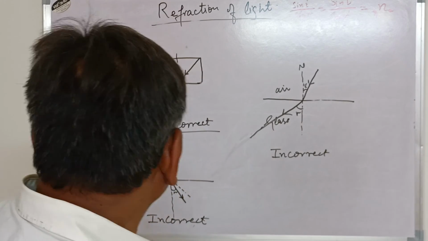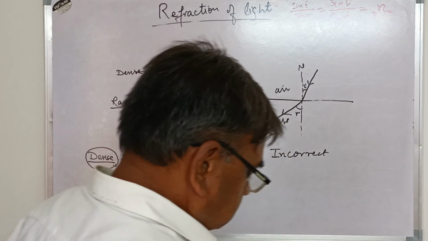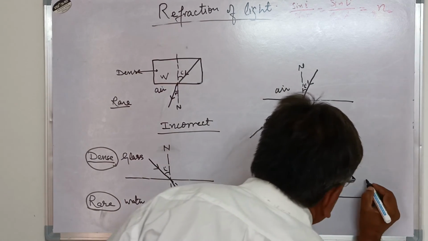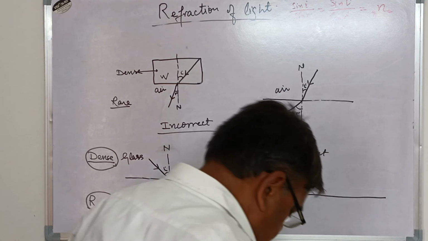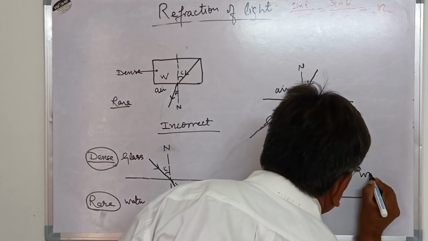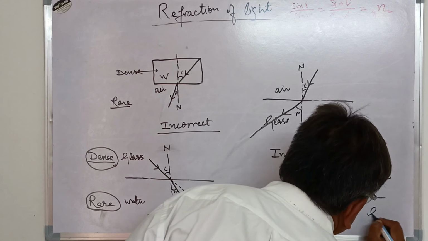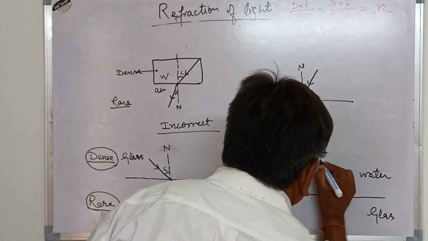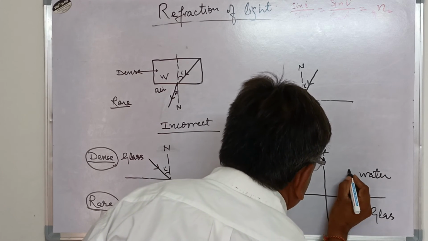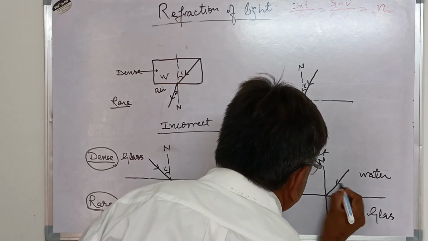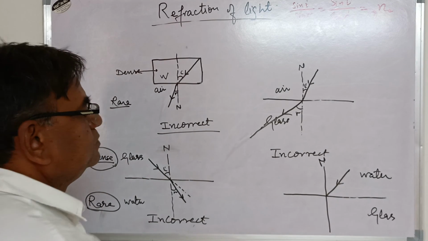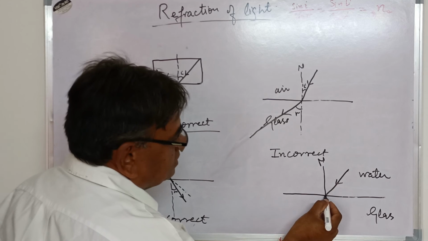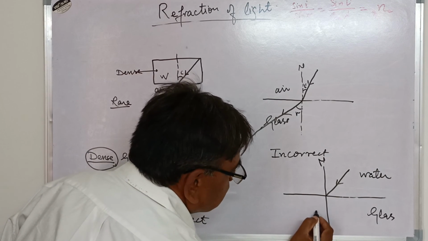Another figure, water and glass, is given. This is the boundary. This side is water, and this side is glass. Now this is the normal, and a ray is coming from this side. The first medium is water. The incident ray reaches the boundary, traveling in water, and enters into the glass.